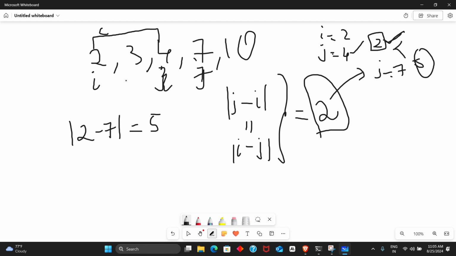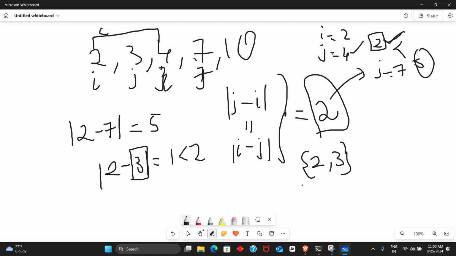And let's take 3 as J. So 2 minus 3 mod, which is equal to 1. And this is even less than 2. So basically 3 is the closest point we can observe in the given list. So basically we say 2 comma 3 are called closest points. I guess you got a basic understanding of what this closest means.